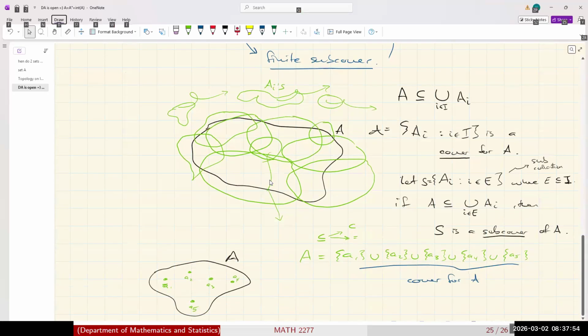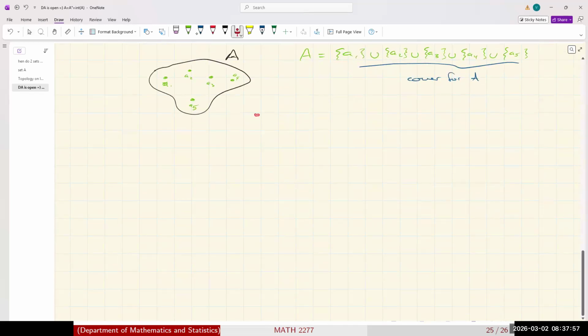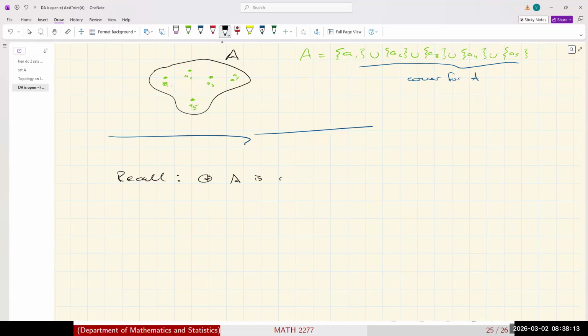Right? So if a set has no limit points, is it a closed set? So recall, there are many different ways to think about a closed set. One of the ways is: A is closed if and only if A contains all its limit points. That is, if the derived set of A, which is the set of all limit points, is a subset of A.